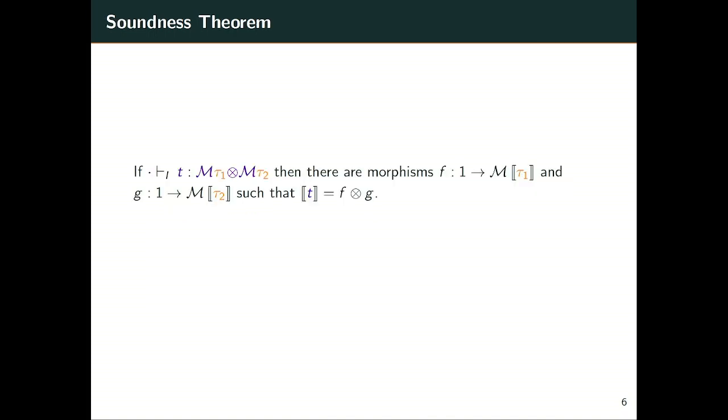And we also show a theorem that basically justifies our claim that this is a language for reasoning about probabilistic independence, which says that if you have a program t with no free variables of type M τ1 and M τ2, then it can be factored as two different morphisms, which correspond to the marginal distributions, such that the semantics of t is their joint distribution, their product distribution.